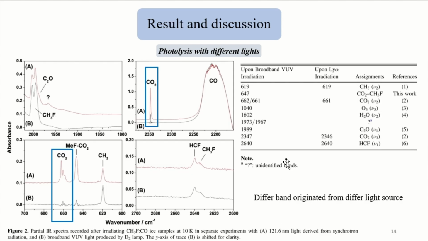Figure 2 shows the absorption spectra of the photolyzed ice sample. The red line is synchrotron radiation. The black line is UV light. You can see that the CO2 absorption is slightly different in its shape and bandwidth, because the formation of CO2 is uncertain. So we assume that different bands originated from different light sources. This is the assignment of this spectrum.